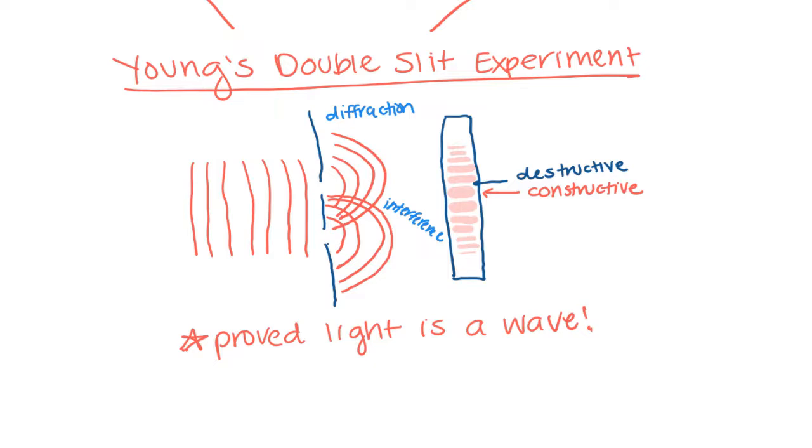So what Young did is that he used a light source. So we could say this is a flashlight here that he's using. All right, so he used a flashlight to create these light waves. And I'm drawing these light waves in red here. So these light waves are traveling toward this first barrier, which is in blue.